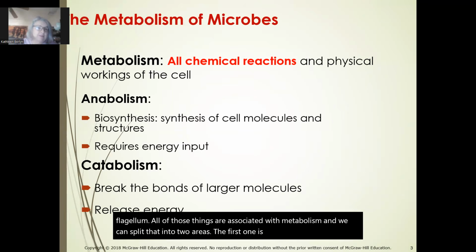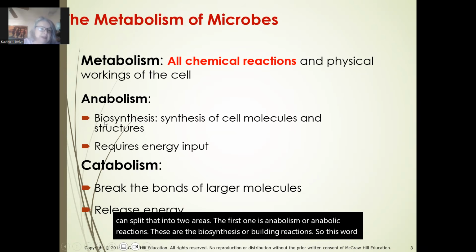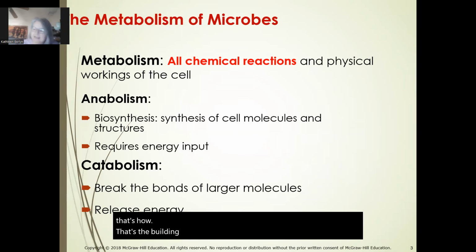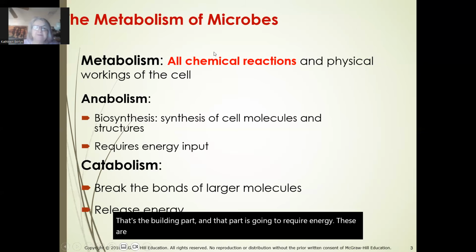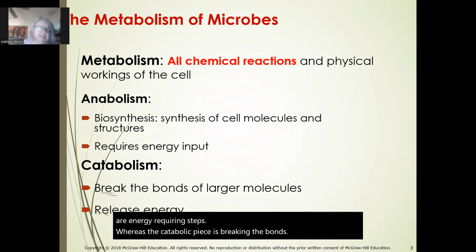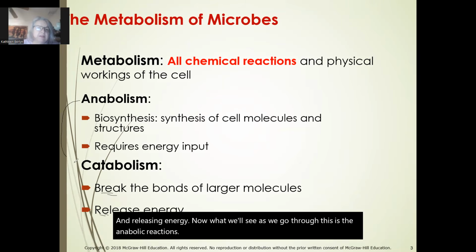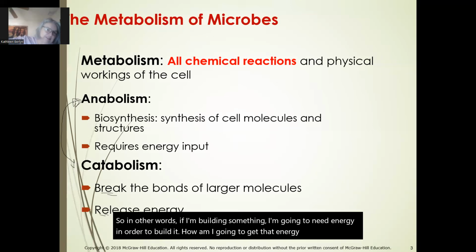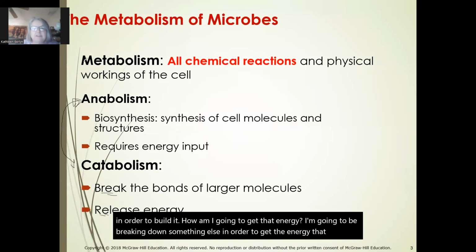The first one is anabolism or anabolic reactions. These are the biosynthesis or building reactions. So this word biosynthesis: bio, life; synthesis, to put together, to make something. So that's the building part, and that part is going to require energy. These are energy requiring steps. Whereas the catabolic piece is breaking the bonds and releasing energy. Now, what we'll see as we go through this is the anabolic reactions and catabolic reactions are often going together. So in other words, if I'm building something, I'm going to need energy in order to build it. How am I going to get that energy? I'm going to be breaking down something else in order to get the energy that I need to build that particular reaction.